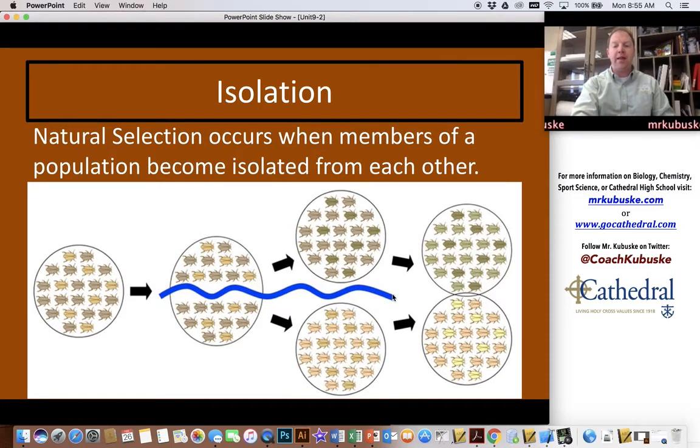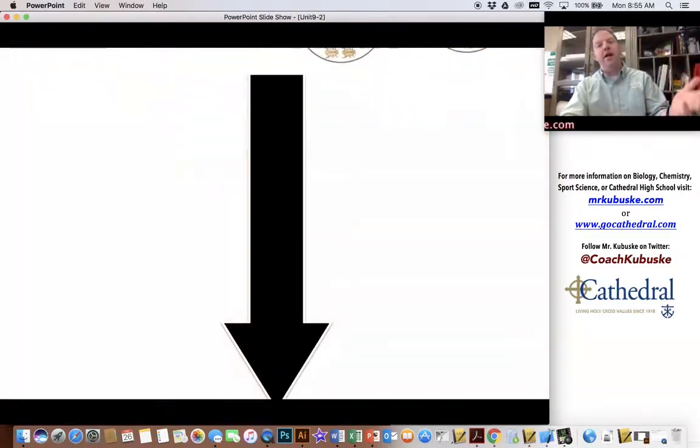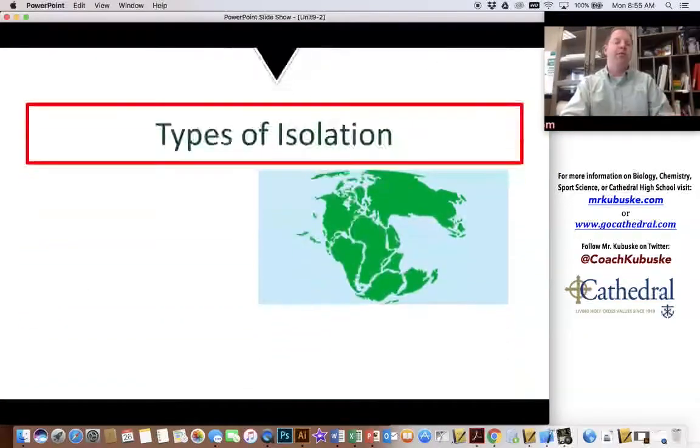So even if I take that barrier away, now they are able to intermingle again, they are still 2 different species, and they can no longer reproduce with one another because they've been separated and isolated for such a long period of time. And so this is one of the mechanisms that drives natural selection, one of the things that causes natural selection to occur.